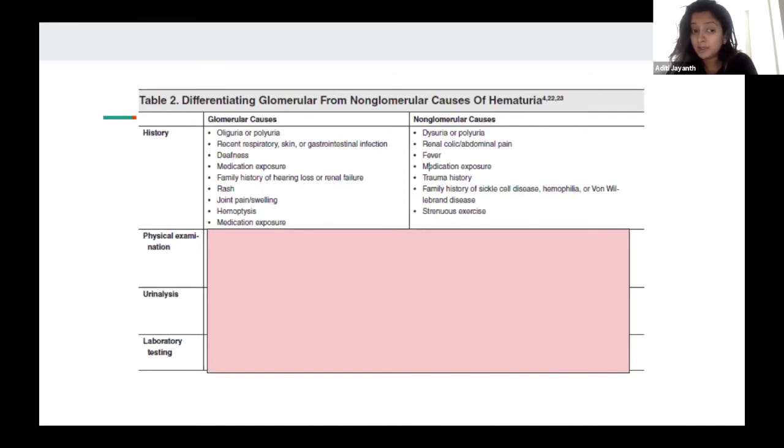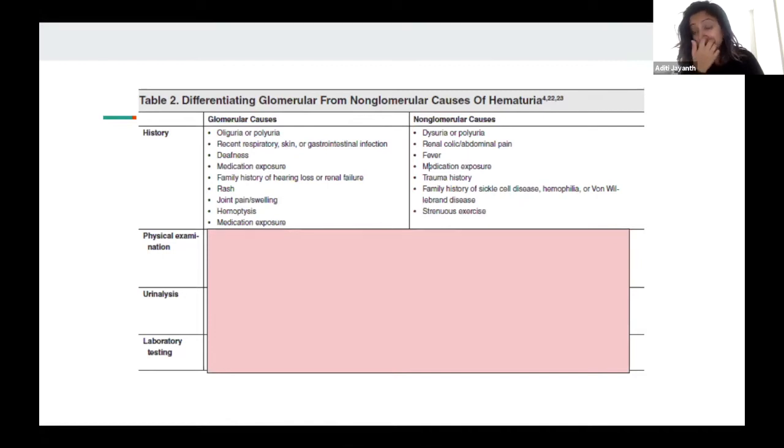What are some physical examination findings that would make you concerned for a glomerular cause of hematuria? Edema. Someone say edema? Yeah, evidence of edema. That's excellent. Anyone else? Hypertension. Absolutely. Good. What else? I think those are the two big things we're thinking about, and that's a great start in the setting of thinking about glomerular causes of hematuria.